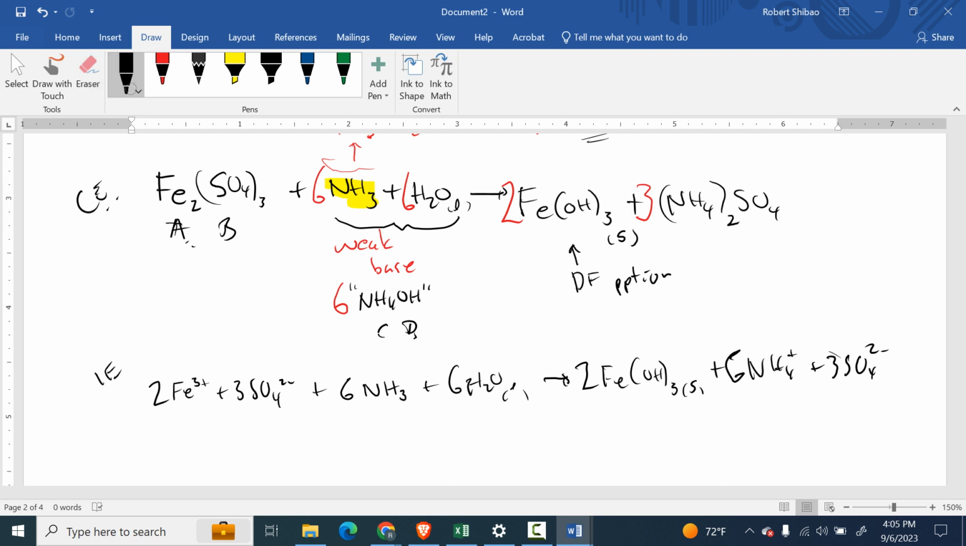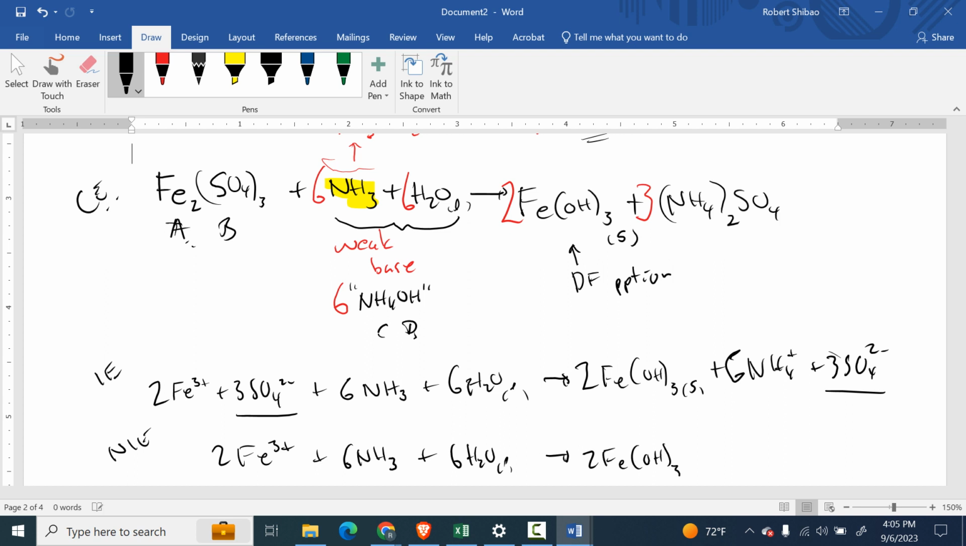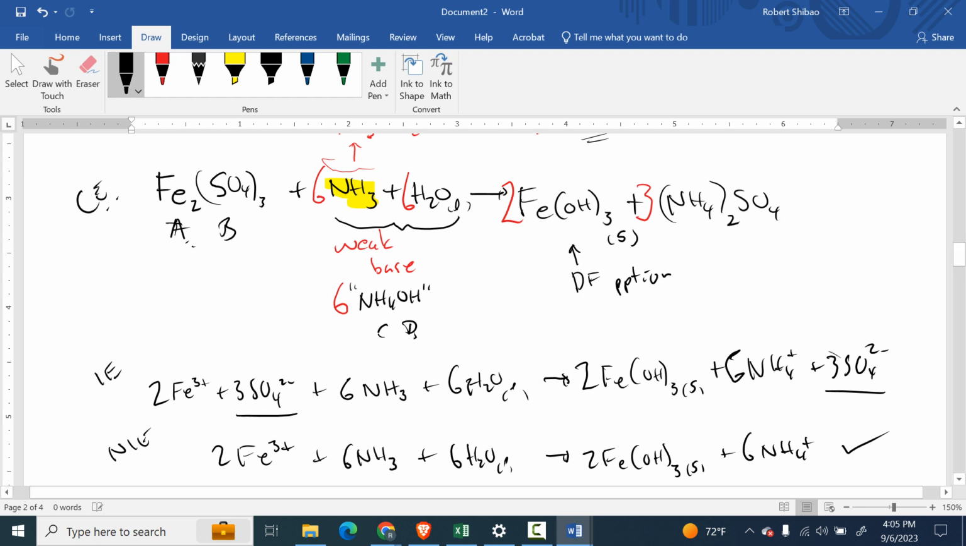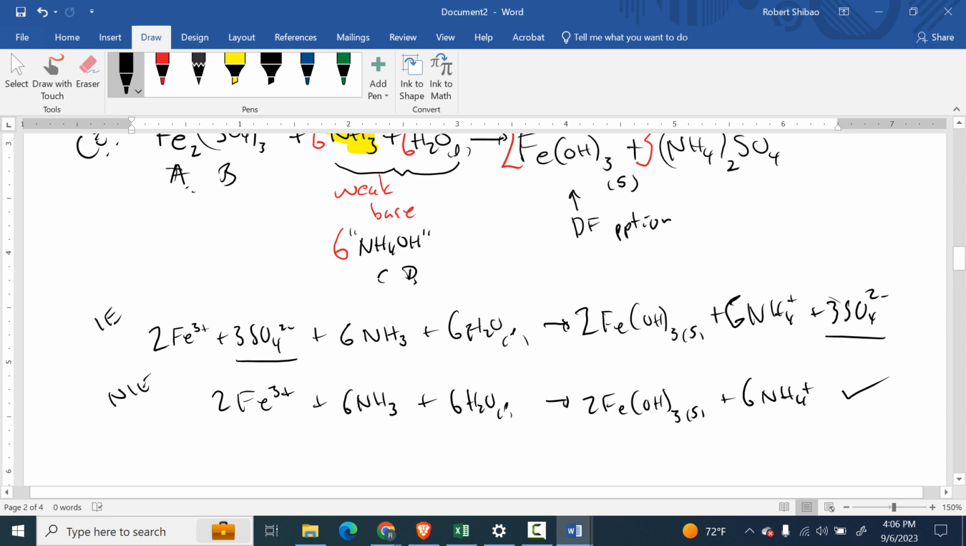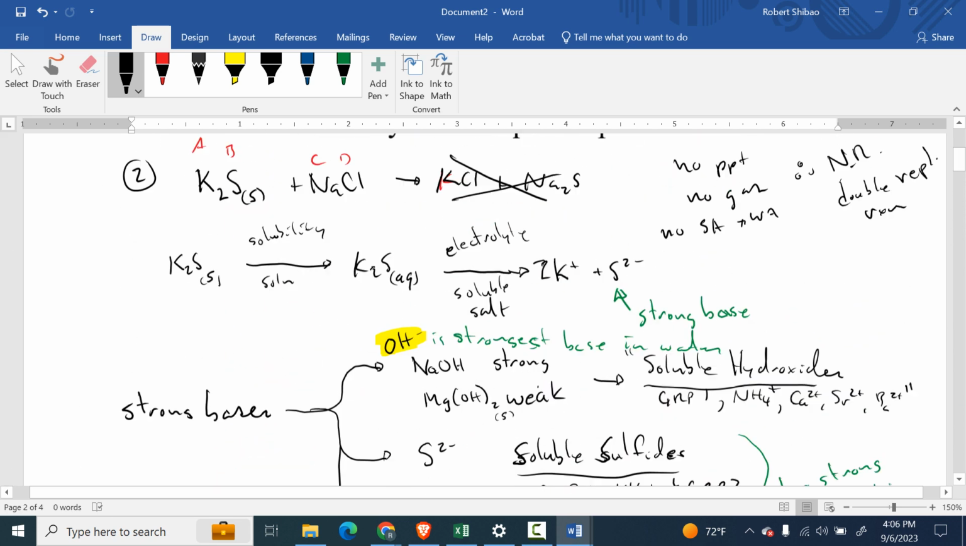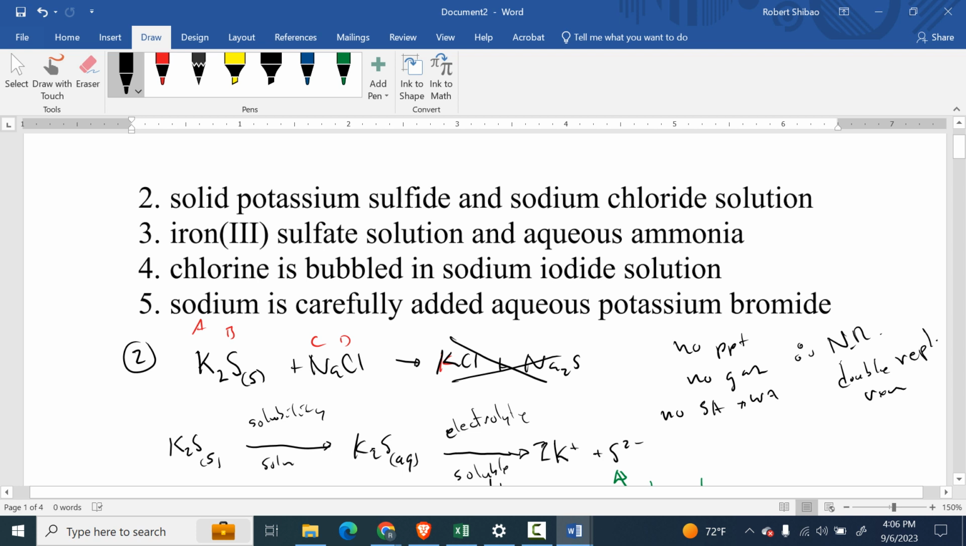Then we go on to the NIE. The NIE, we just need to cancel out the spectators. And so the NIE here, it looks like sulfate's a spectator. Ammonia is not, because we have ammonia on one side, ammonium on the other. And so the net ionic equation is going to be 2 Fe3 plus, plus 6 ammonias plus 6 waters yields 2 Fe(OH)3 solid plus 6 ammoniums. And that would be it. That would be the net ionic equation for this. All right, so that was number 3.